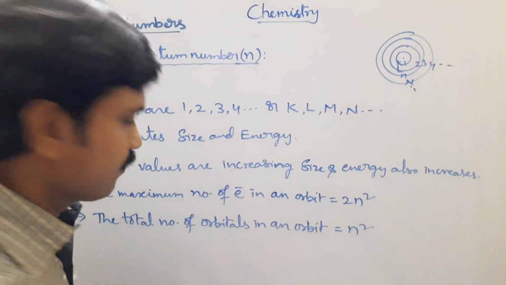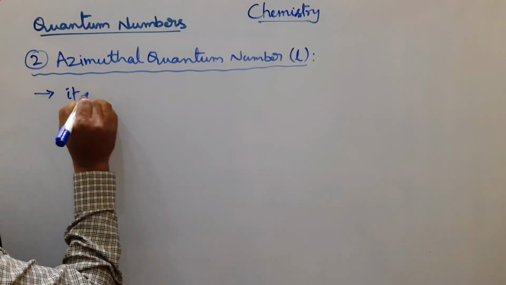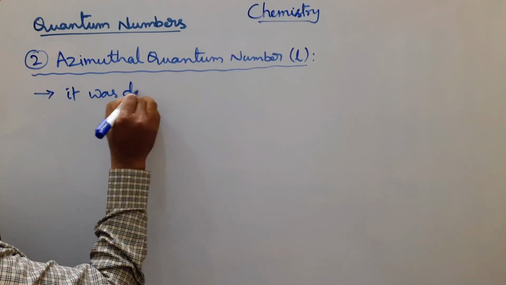Look at the next quantum number, azimuthal quantum number. It is indicated with the letter L. Azimuthal quantum number was discovered by Sommerfeld. Here the azimuthal quantum number L values are 0, 1, 2 and so on up to n minus 1. So azimuthal quantum number values depend on principal quantum number values.